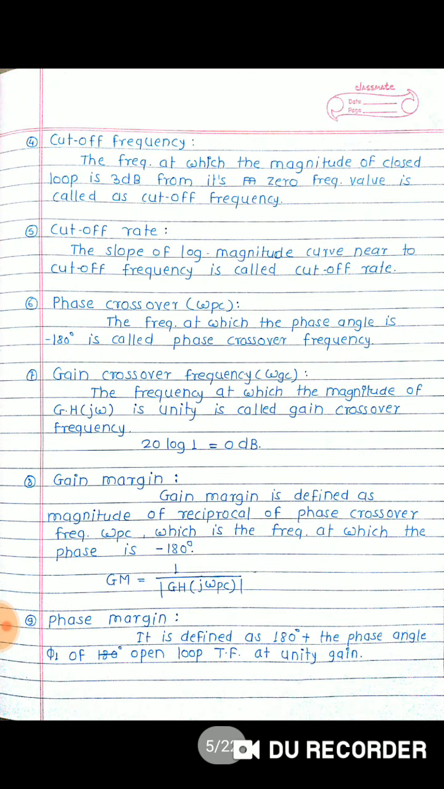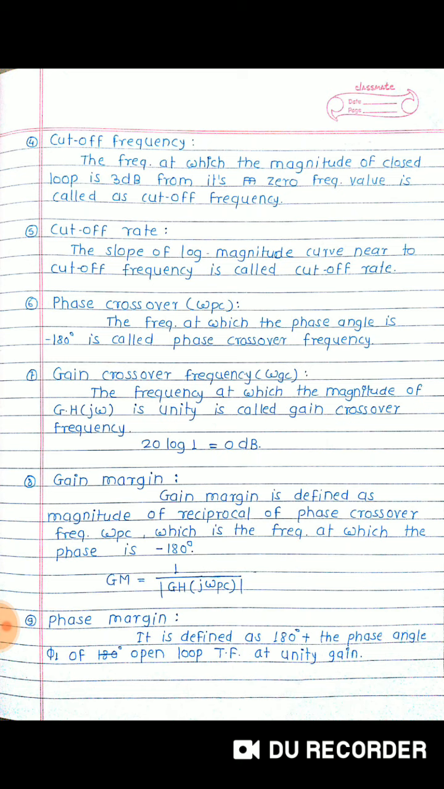Next definition, cutoff frequency. The frequency at which the magnitude of the closed loop is 3 dB down from its zero frequency value is called the cutoff frequency. Next, cutoff rate. The slope of the log magnitude curve near the cutoff frequency is called the cutoff rate. Next definition is phase crossover. These are the important definitions with respect to the Bode plot.